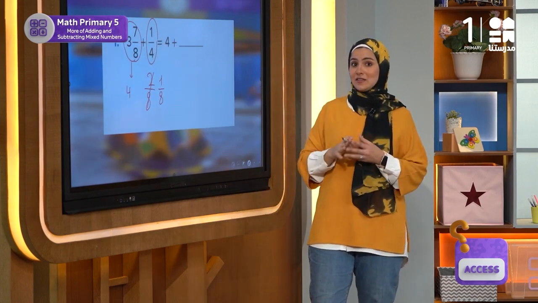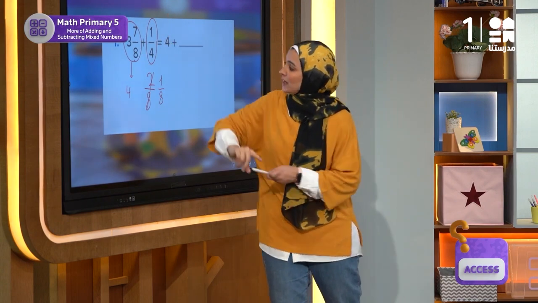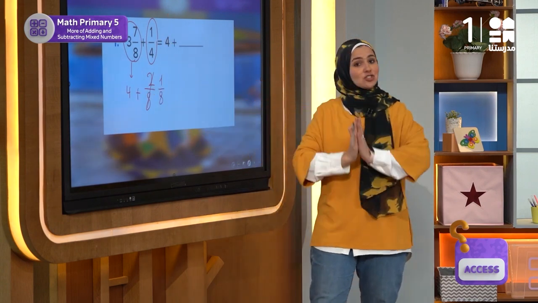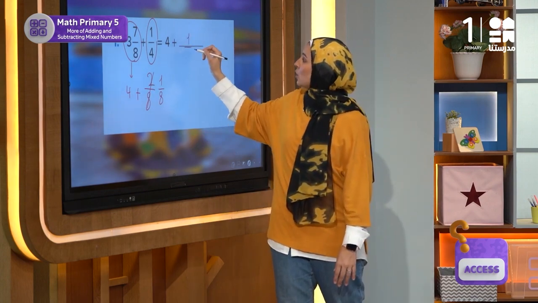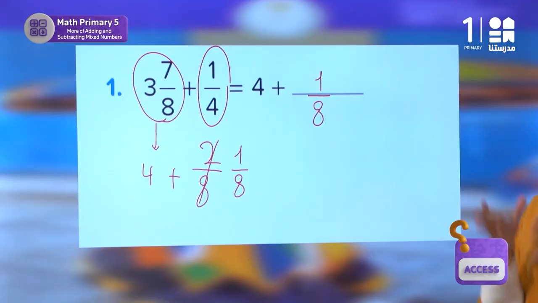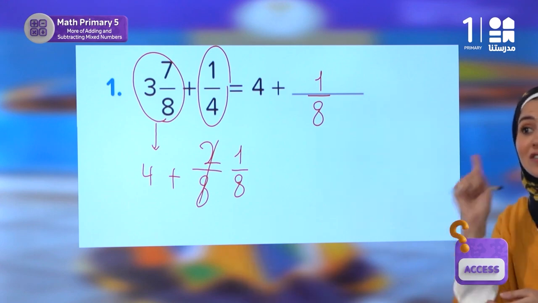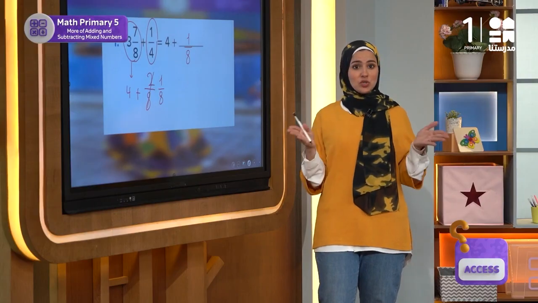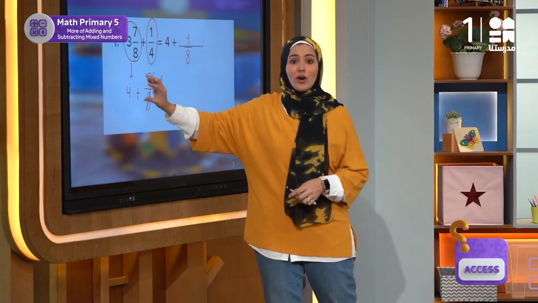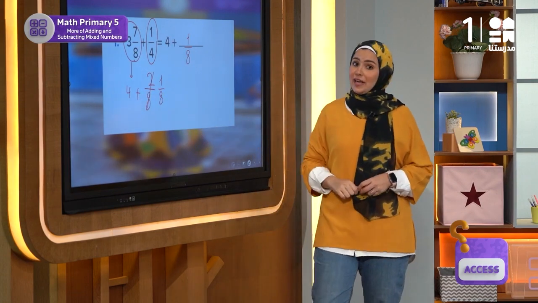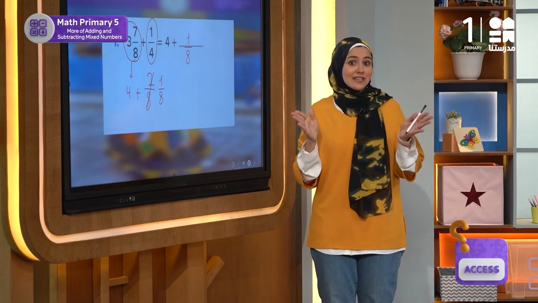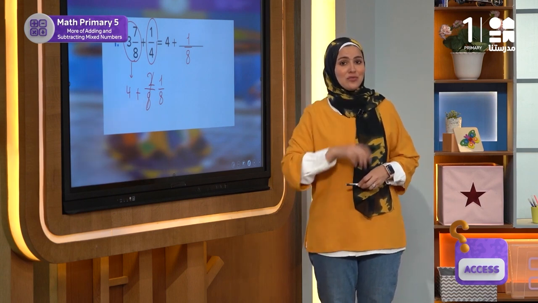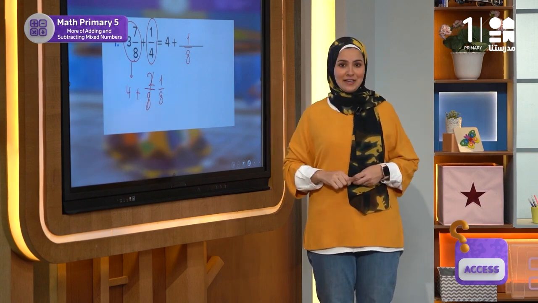Since I know that the right-hand side should be equal to the left-hand side, let's check. The number that I want to write here is 1 over 8. In this way, we have adjusted the numbers, but the value of the left-hand side did not change. Now we look at the equation. Here there's a 4, and here we will see 1 over 8. And this is the unknown value that I was looking for. So the unknown value is 1 over 8, and this is my final answer.